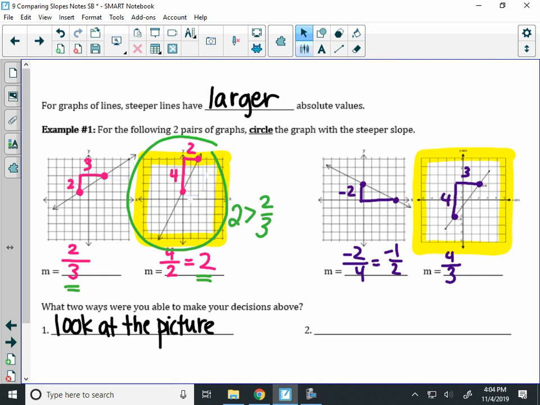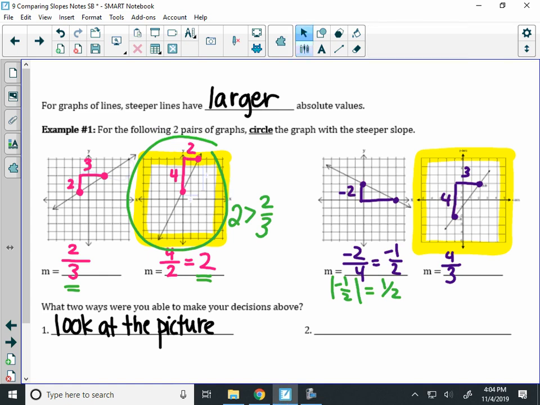All right, now, one's negative and one's positive. That has nothing to do with how steep the slope is, that is just the sign of the slope. The steepness has to do with the absolute value. So if you think about the absolute value of negative 1/2, that's positive 1/2. And then 4/3 is already positive. So I'm really comparing 1/2 and 4/3.